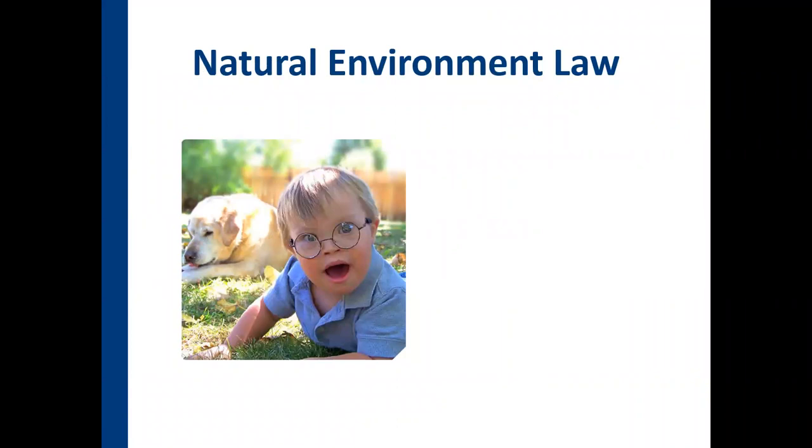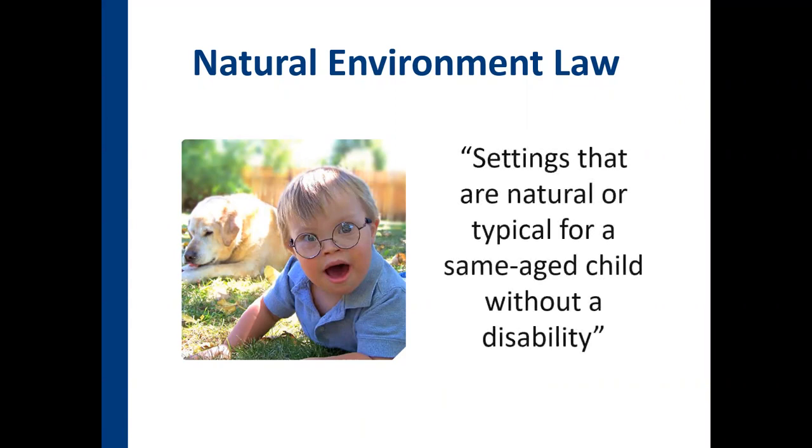A key aspect of the law guiding early intervention practices is that services must be provided in the child's natural environment. According to Part C regulations, natural environments are defined as settings that are natural or typical for a same-age child without a disability. When this was first made law, natural environments tended to be seen as just the location a child was in, such as the child's home or childcare. We now understand that natural environments are much more than just the location the child is in.